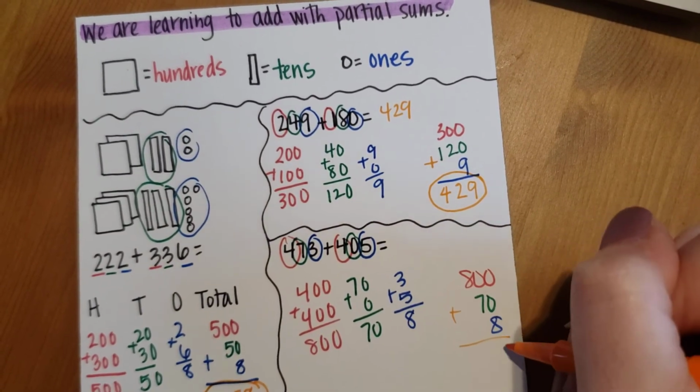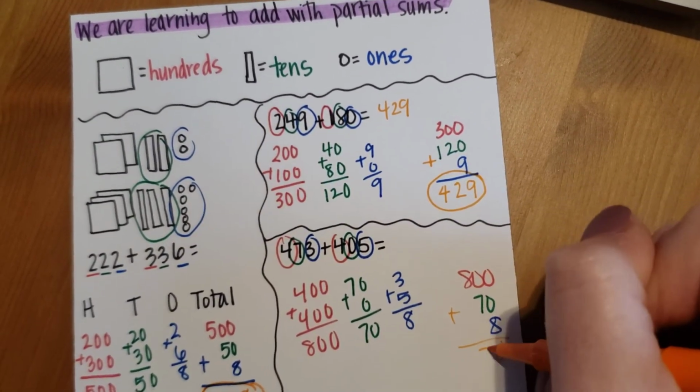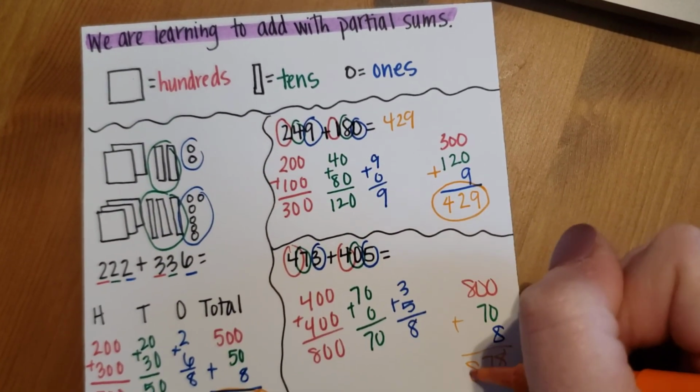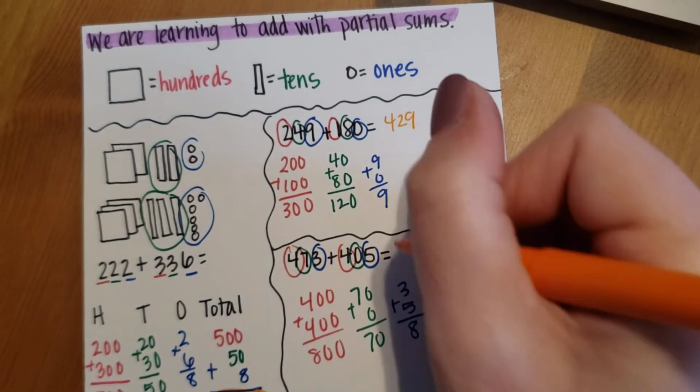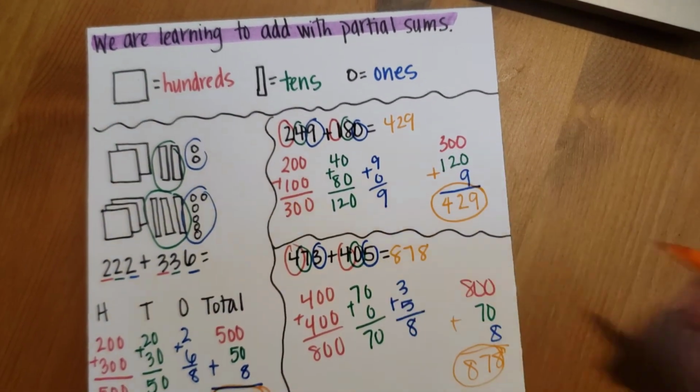0 plus 0 plus 8 equals 8. 0 plus 7 equals 7. And 8 plus 0 equals 8. So it's going to be 878.